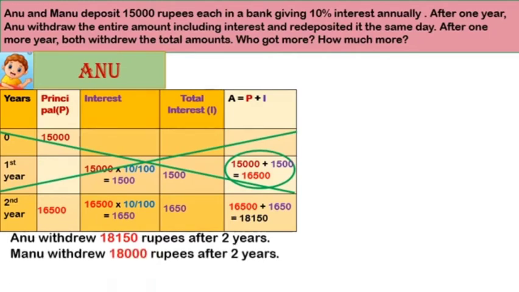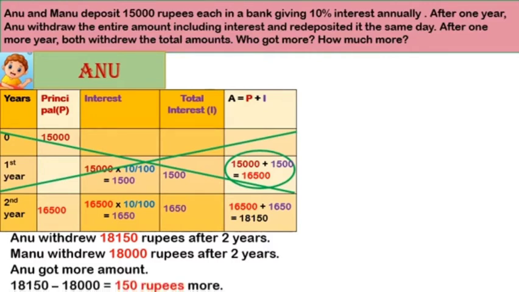So Anu withdrew 18,150 rupees after 2 years and Manu withdrew 18,000 rupees after 2 years. Who got more? Anu got more amount. How much is the more amount? 18,150 minus 18,000 is equal to 150 rupees more.